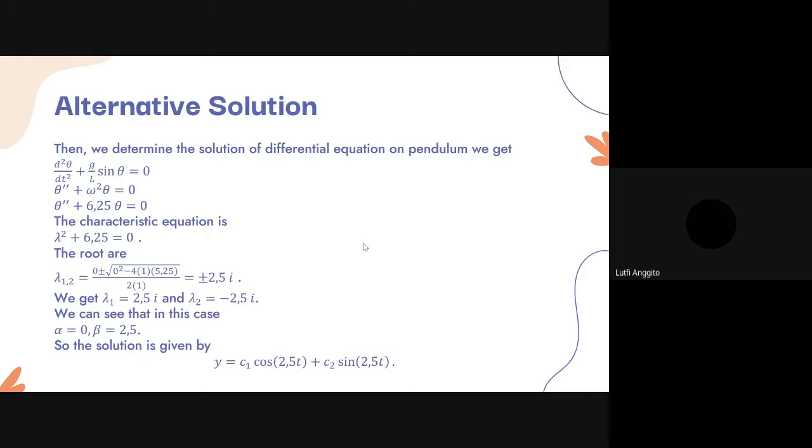So the characteristic equation is lambda squared plus 6.25 equals 0. And then the roots are lambda 1, lambda 2 equals 0 plus minus the square root of 0 squared minus 4 times 1 times 6.25, over 2 times 1. That equals plus minus 2.5i. So we can see that in this case, alpha is equal to 0 and beta is equal to 2.5. So the solution is given by y equals C1 cosine 2.5t plus C2 sine 2.5t.